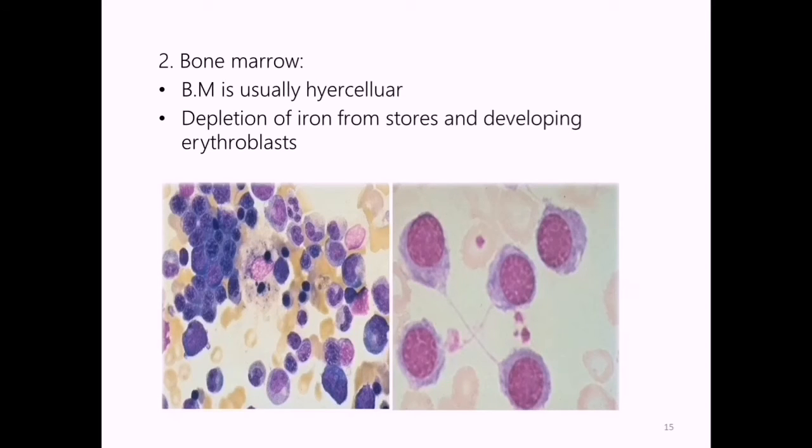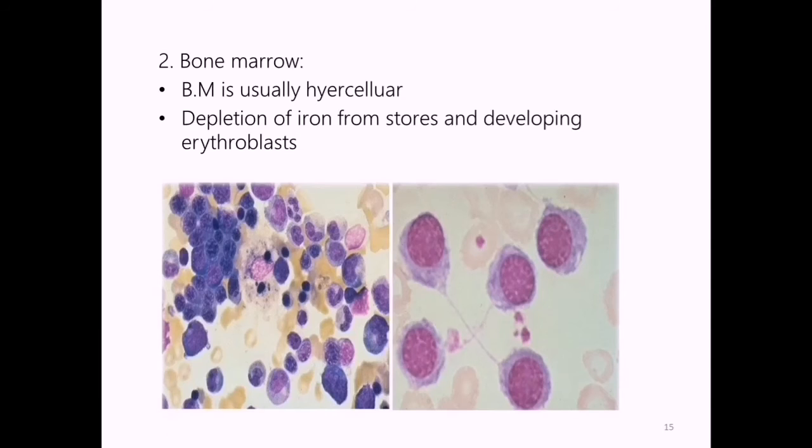About the bone marrow, it is usually hypercellular to compensate for the loss of RBCs. We can note also development of erythroblasts. There is normoblastic erythroid hyperplasia. Normoblasts show shaggy outlines, vacuolated cytoplasm, and pyknotic nuclei. Pyknotic nucleus means condensation of the chromatin in the nucleus.